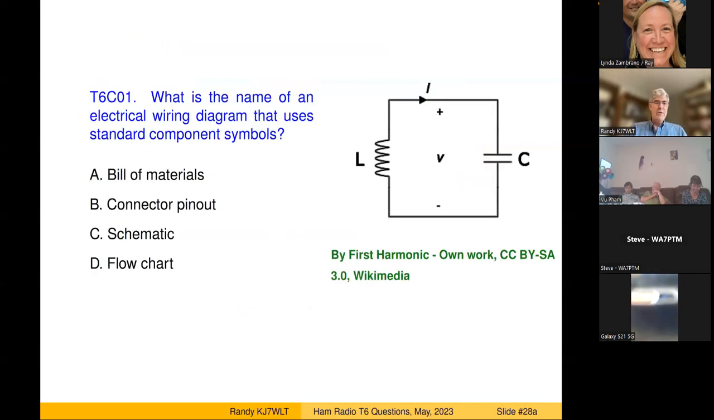Okay, so what's the name of an electrical wiring diagram that uses these standard component symbols? I've talked about what some of these symbols are. This is the symbol for an inductor. This is the symbol for a capacitor on the right. And then there are some wires connecting them. And I've used the term, what's the term that we use for this kind of diagram that shows what components are hooked up and how they're hooked up? It's called a schematic diagram. It shows the scheme of how things are connected.